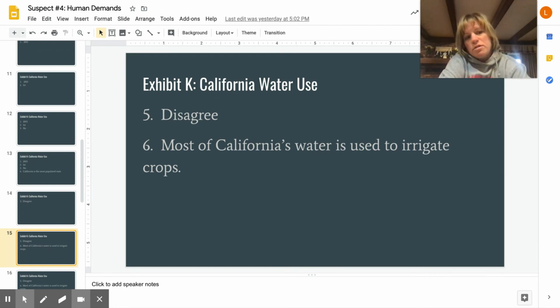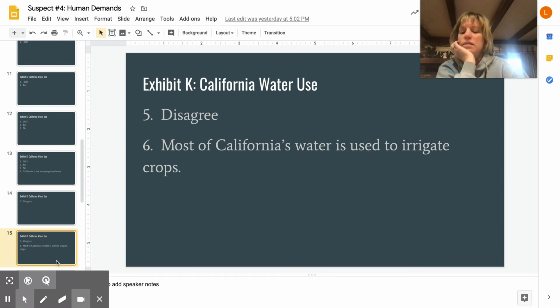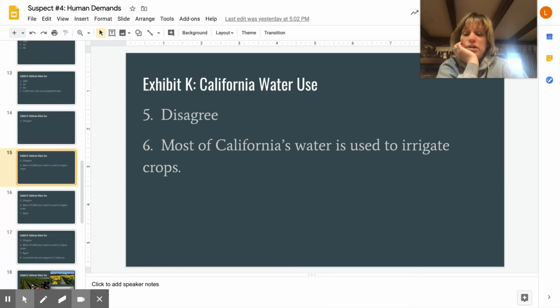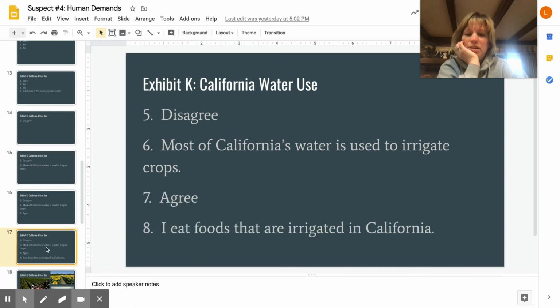Now, I think the most thought-provoking and challenging set of questions for this exhibit were 7 and 8. So the question of that, do you use California's water? Would you disagree or agree with that statement? And you should, and you might need to fix this, agree with it. And here's the reason.